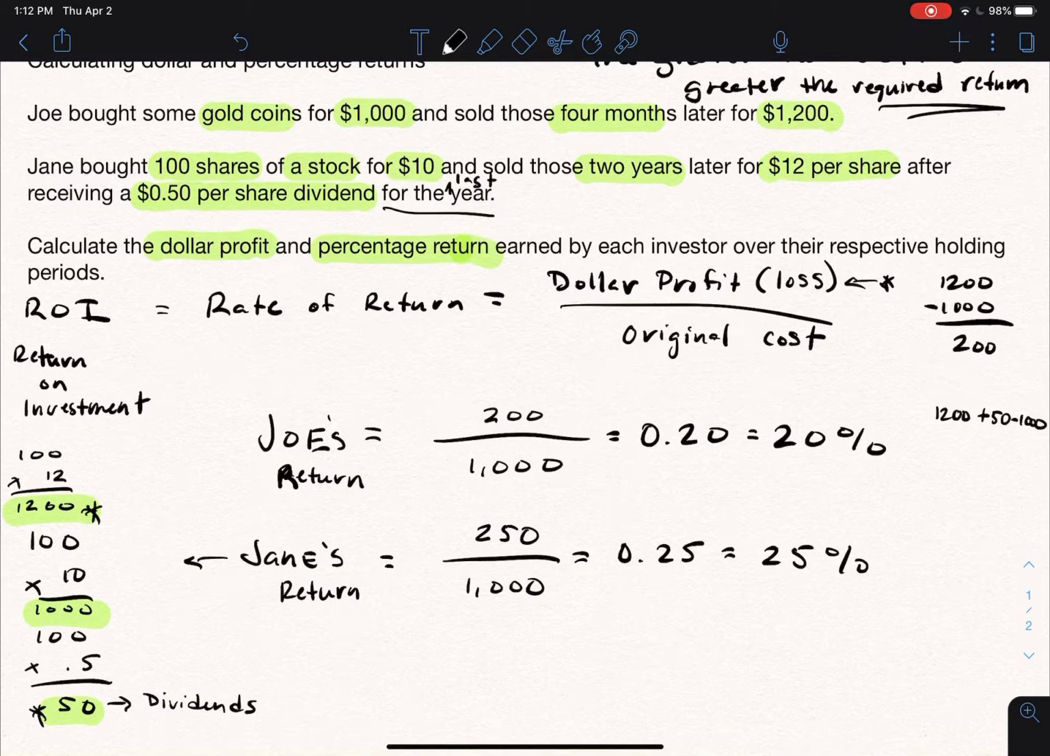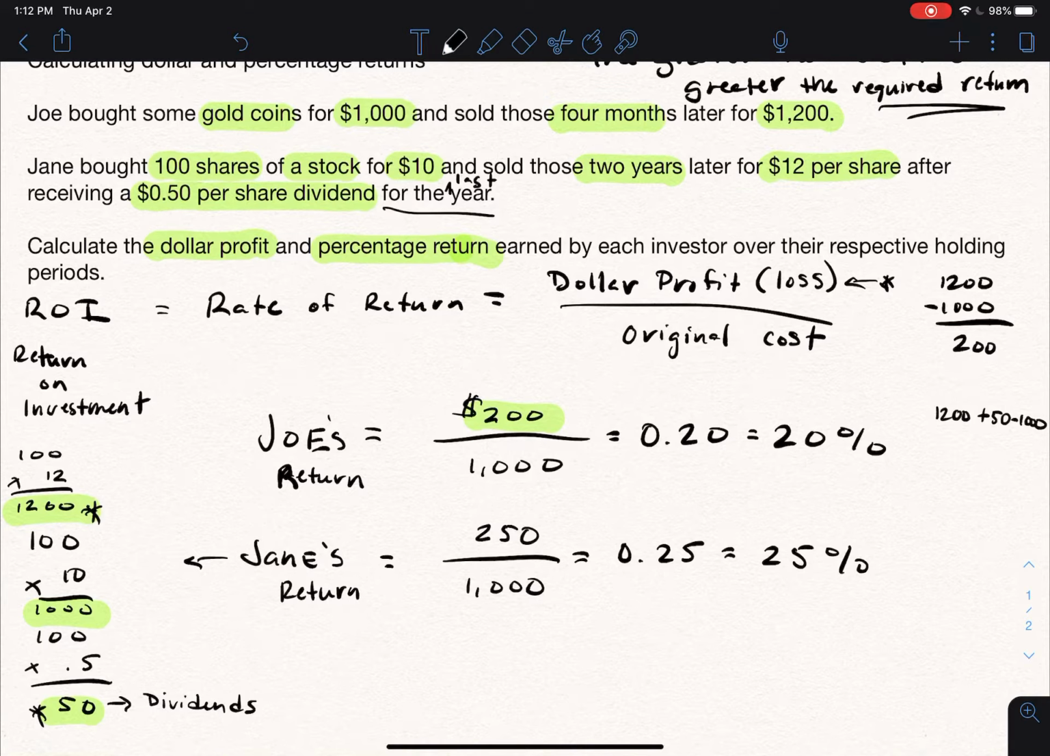All right, so the question says calculate the dollar profit and then percentage return earned by each investor over the respective holding period. So far, this is where we are. Joe made a $200 profit.